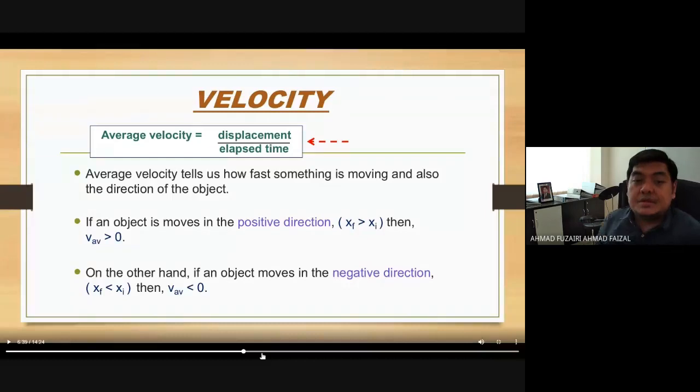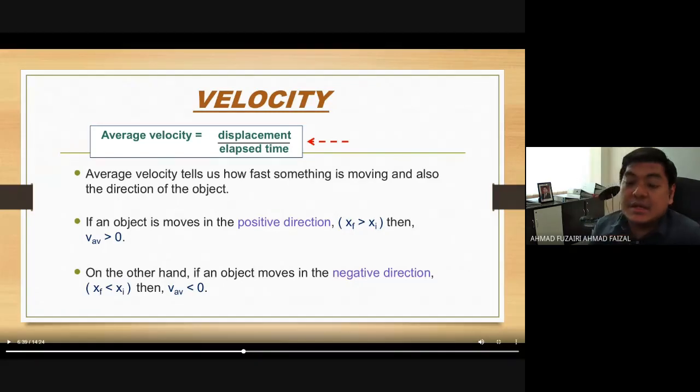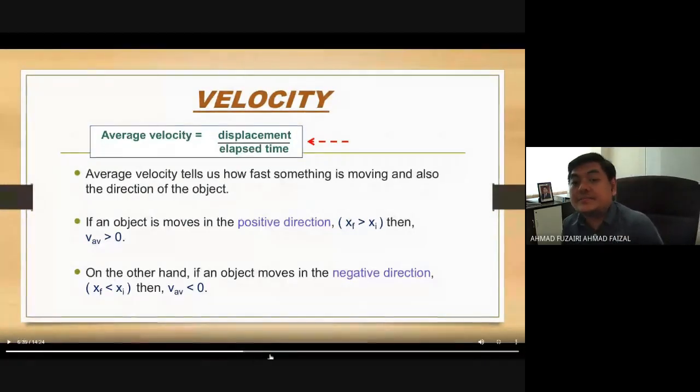Okay, this is the average velocity. So what is average? Average, in Malay we call it purata. Average velocity tells us how fast something is moving and also the direction of the object. If an object moves in a positive direction, then the average velocity is more than zero. If the object moves in a negative direction, then the average velocity is less than zero.